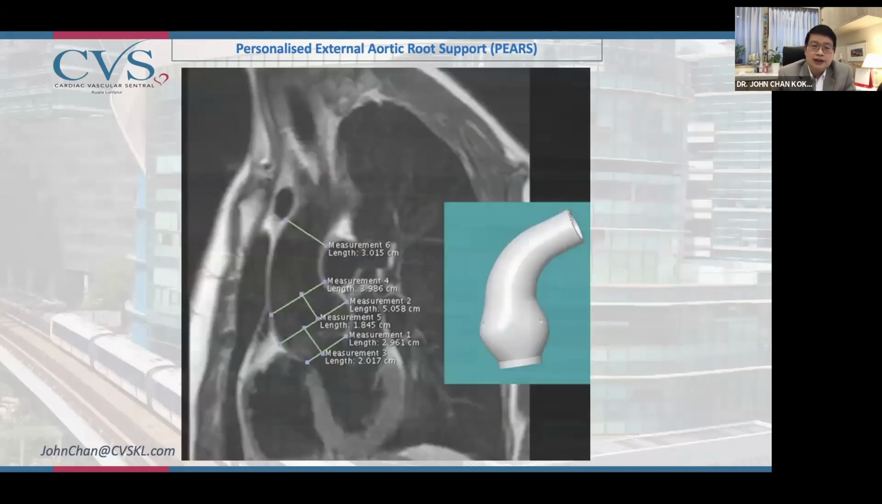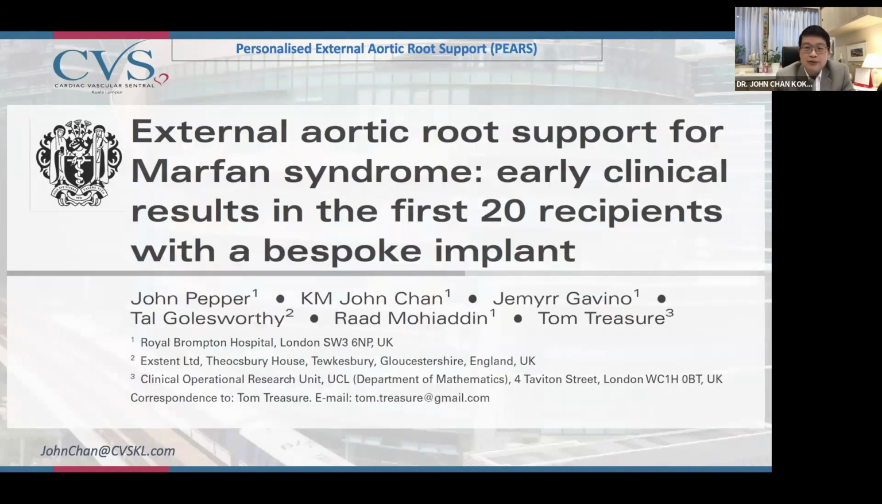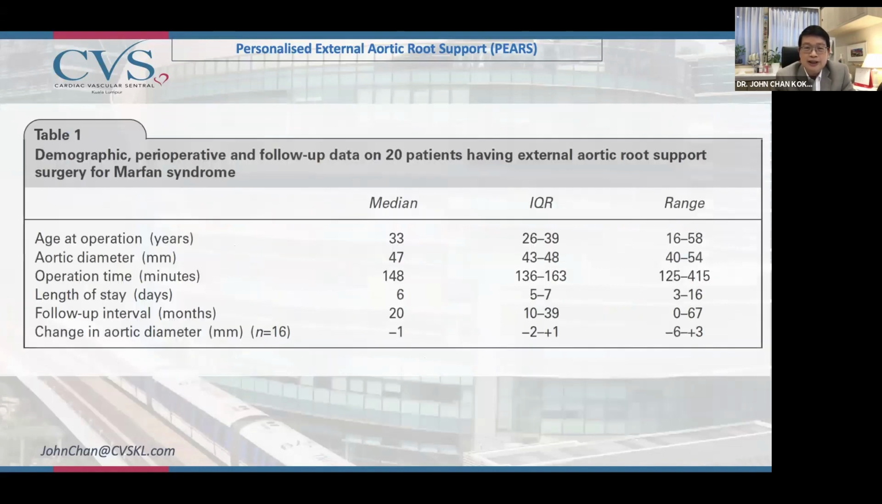Essentially, it shows the concepts behind it: we measured, in this case by MRI scanning, and acquired the geometry of the aortic root. From this, we can 3D print a scaffold, and through that we can manufacture the supporting wrap of the right shape to suture onto the aortic root. And these are the early results in the first 20 patients who had this procedure done.